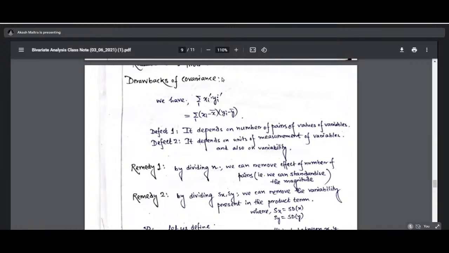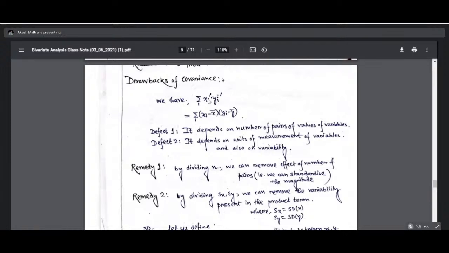If I divide by n, we are getting the standardized magnitude value. So there will be a healthy comparison between those 20 data points and 200 data points. And the defect 2, and the most important defect, is that it depends on the units of measurement of the variables and also on variability. Variability means that it depends on height: if I consider xi points as height and yi points as kg, then we are getting summation xi dash yi dash as being in units of centimeter into kg.